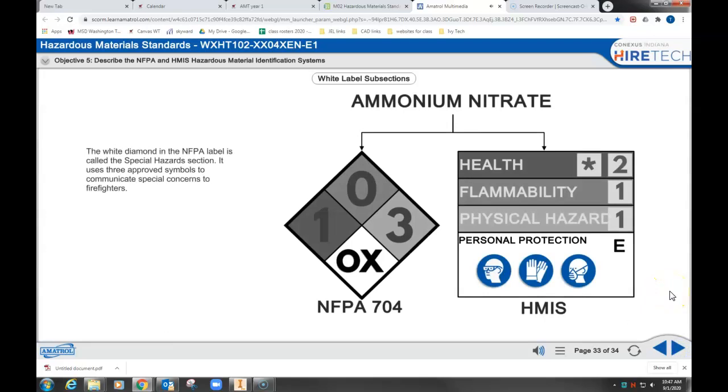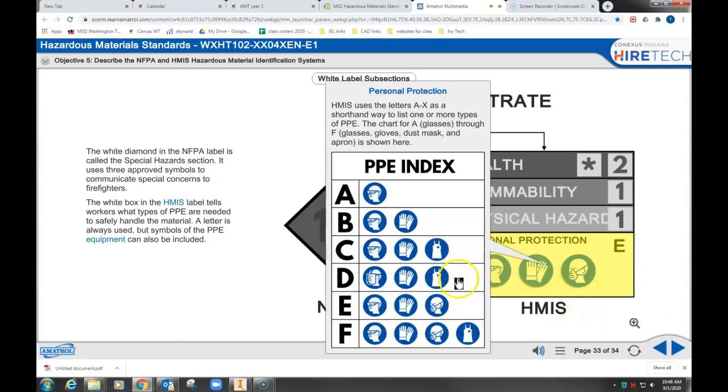The white diamond in the NFPA label is called the Special Hazards section. It uses 3 approved symbols to communicate the special concerns to firefighters. The white box in the HMIS label tells workers what types of PPE are needed to safely handle the material. A letter is always used, but symbols of the PPE equipment can also be included.